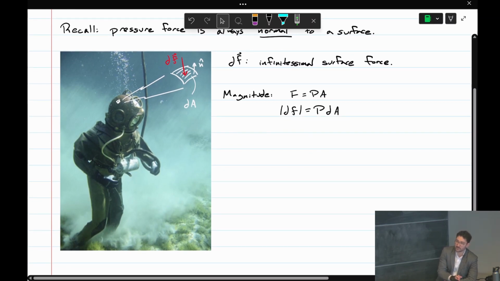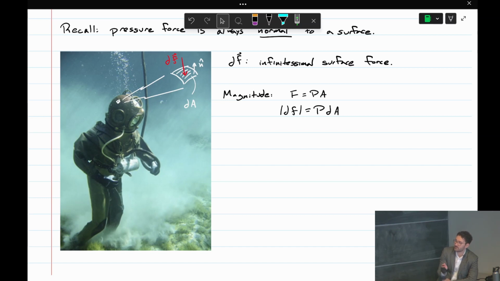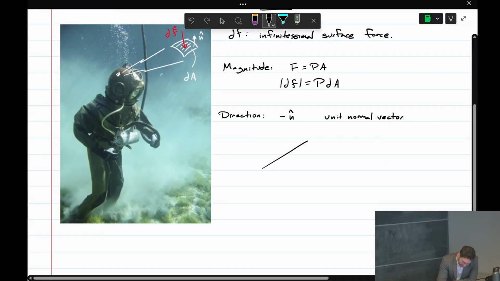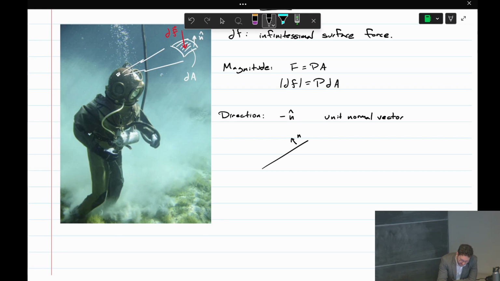But the direction, force is a vector, so it has magnitude and direction. We determine the direction of this force using the normal vector, the unit normal vector on the surface. And the direction of that force is minus n hat. So n hat is the unit normal vector. Say we look at a 2D snapshot of the surface. Say our unit normal vector is like that. We know that the force will be pushing into the surface. So that's the reason for the negative sign.